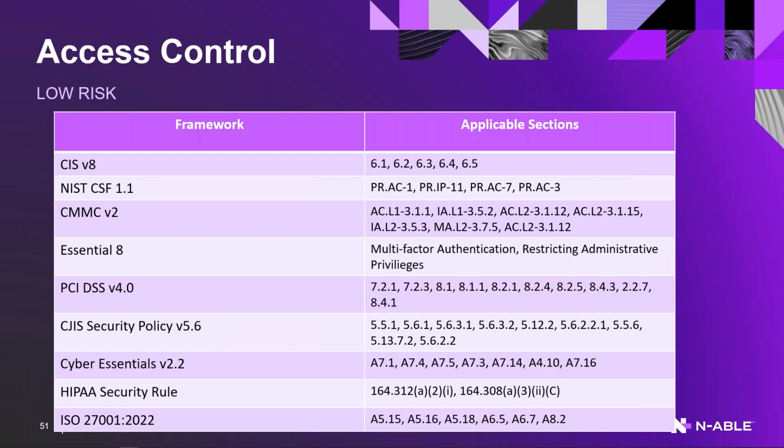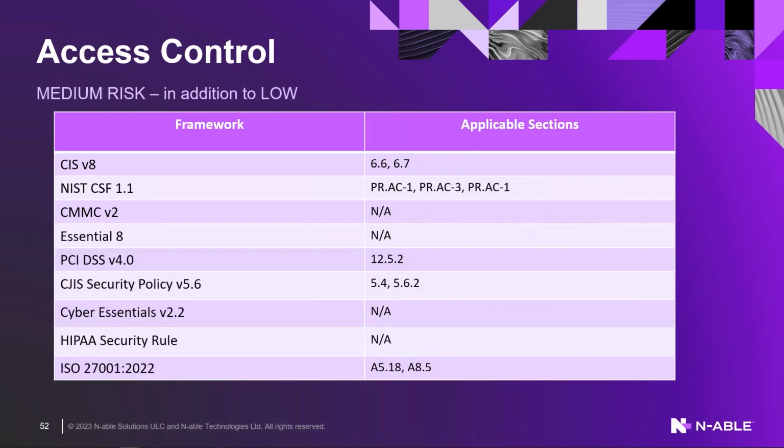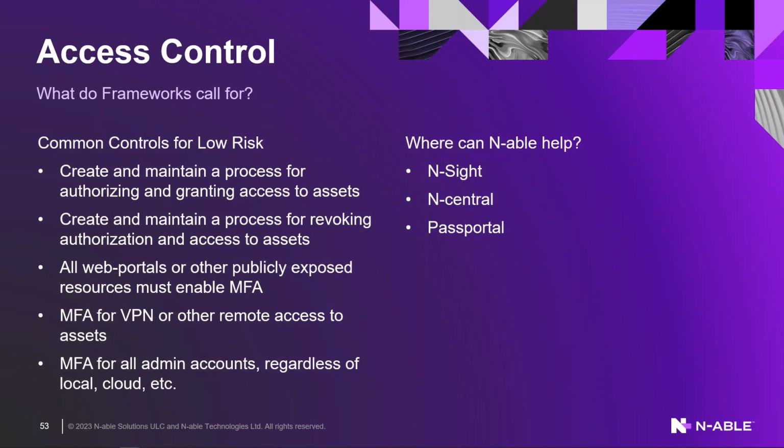For low risk, not everybody's asking for things here. Whenever we step up to medium risk, it stops dropping off a little bit. There's not much more they're asking you to do for a low risk versus a medium risk for some of these control sets. And the common low risk ones, I want you to create and maintain, again, that's showing up again, create and maintain process and documentation.